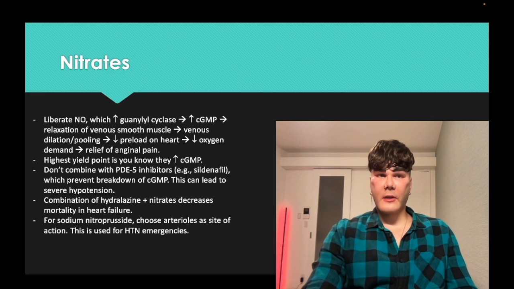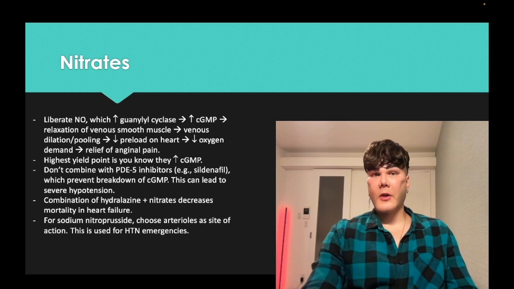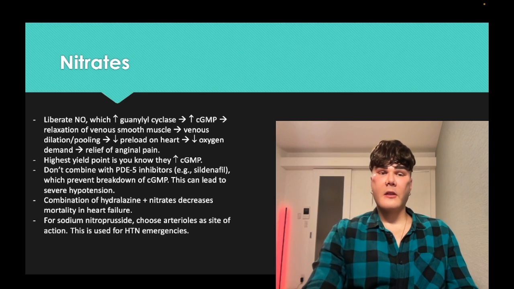And then I'm just mentioning that nitrates primarily act on the veins. Choose veins for nitrates, but for nitroprusside, choose the arterioles, all right? And it can be used for hypertensive emergencies. I said as for dissection and traumatic rupture of the aorta, choose labetalol first before nitroprusside additionally.